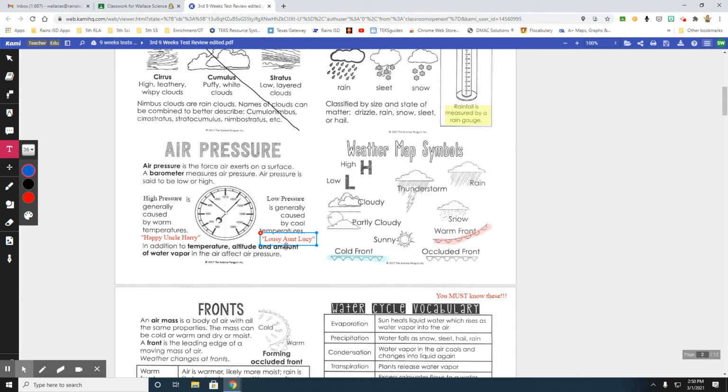However, Lousy Aunt Lucy has been in town here recently. We've had cooler temperatures and we've had rain. So barometer is going to be the tool used to measure that. These are just some symbols that you may see when you're looking at a weather forecast. You could also use these if you're looking at climate information. So if a region of the area has a lot of rain, that's their typical weather pattern, then you could also see those there.